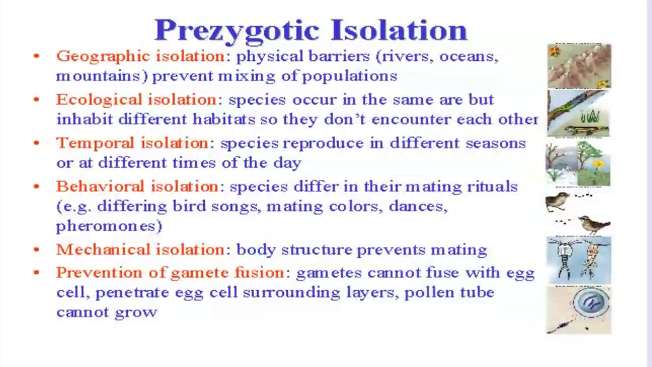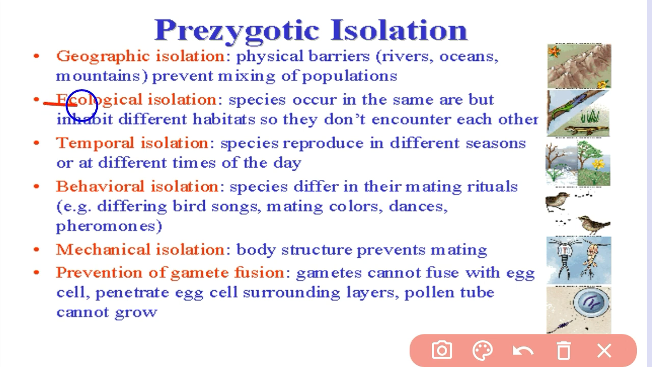Here about the pre-zygotic isolation and post-zygotic isolation. Geographic isolation: the physical barriers like rivers, oceans, mountains do not allow the mixing of a population. So it is a geographical isolation. Then ecological isolation: species occur in the same area but inhabit different habitats, so they cannot encounter each other.